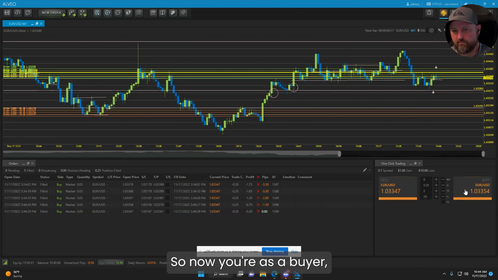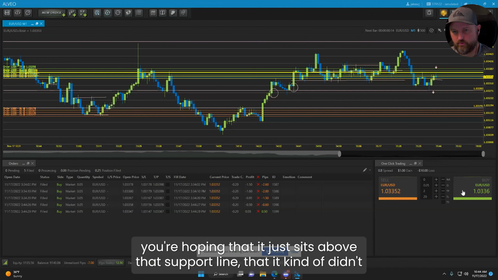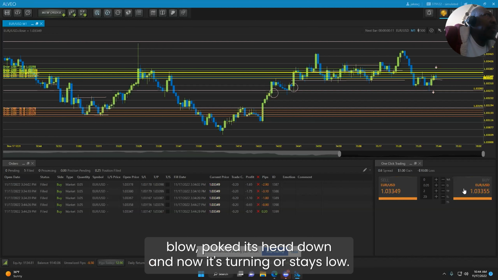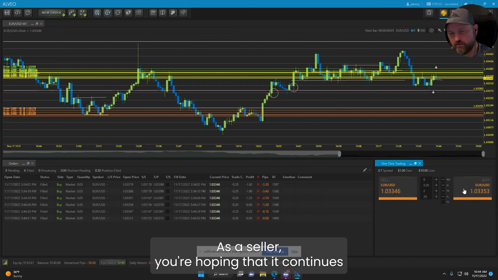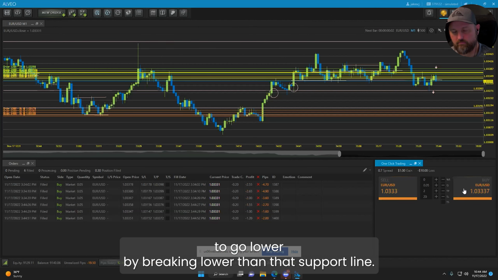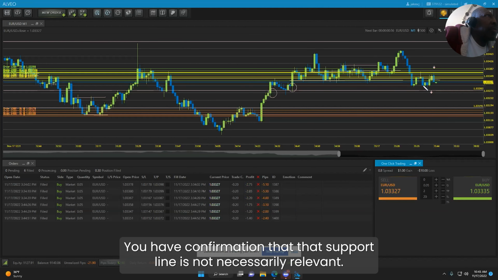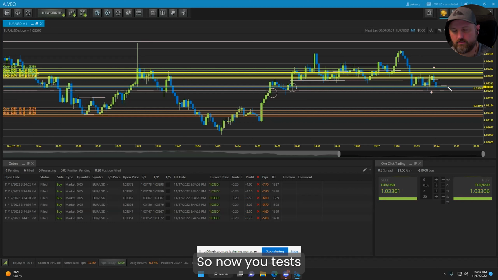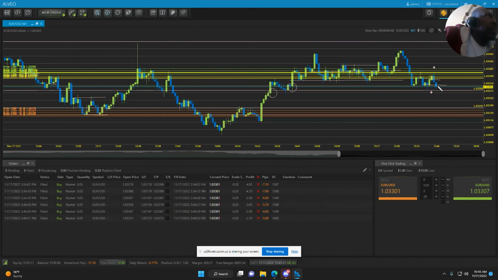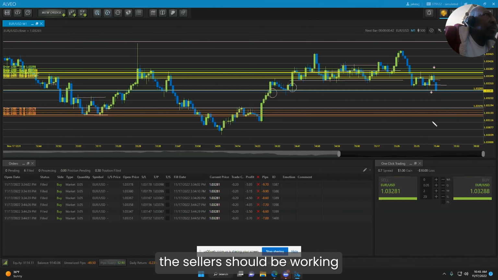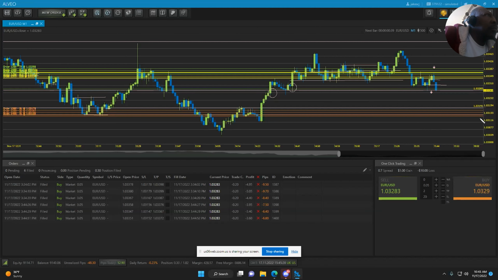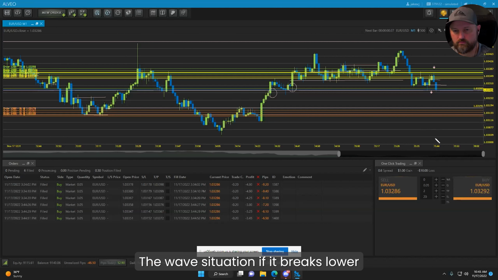So now, as a buyer, you're hoping that it just sits above that support line, right? That it kind of dipped below, poked its head down, and now it's turning or stays low. As a seller, you're hoping that it continues to go lower by breaking lower than that support line, right? And now you have confirmation that that support line is not necessarily relevant. So now you test. There we go. Sellers should be looking like a ride the wave situation if it breaks lower.